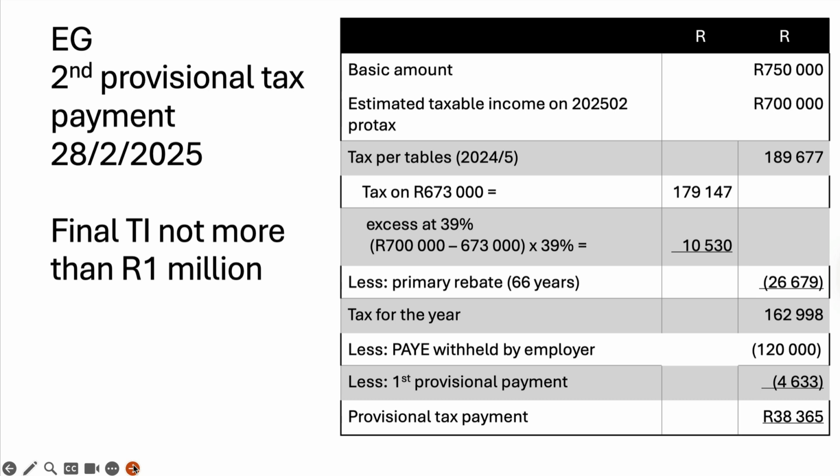Let's put some numbers to this. Assuming we're working with the second provisional payment at the end of February 2025 for an individual, and let's say this person's taxable income was not more than R1 million.